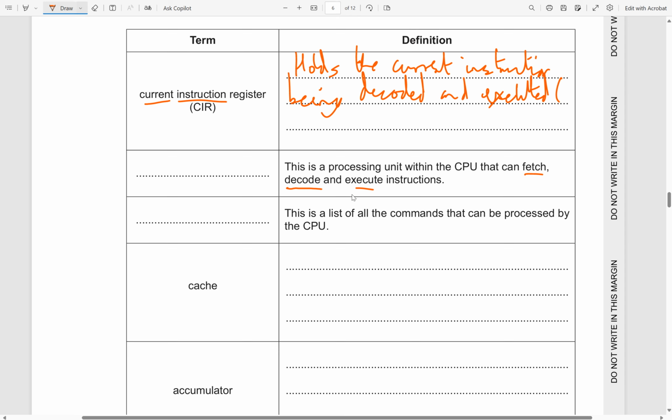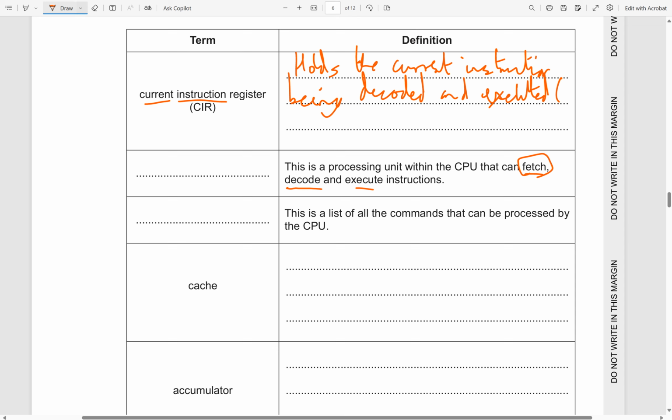So the control unit contains the system clock, and when that ticks, that's going to be the start of a new fetch, decode, execute cycle. However, it's not actually the control unit that's doing the fetching. It's kind of just data being sent back on the data bus. Likewise for execute.